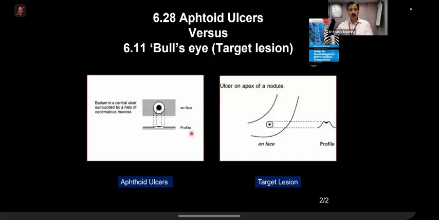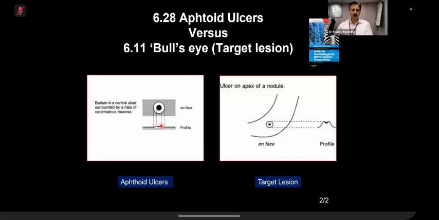Now, I want to teach you, there are two differentials which again are not in your current Chapman, but they are important for barium examinations. And there was a lot of confusion about these two. One is aphthoid ulcer and second one is target lesion. Target lesion in the stomach is a very important differential, and it will be seen on a barium examination.